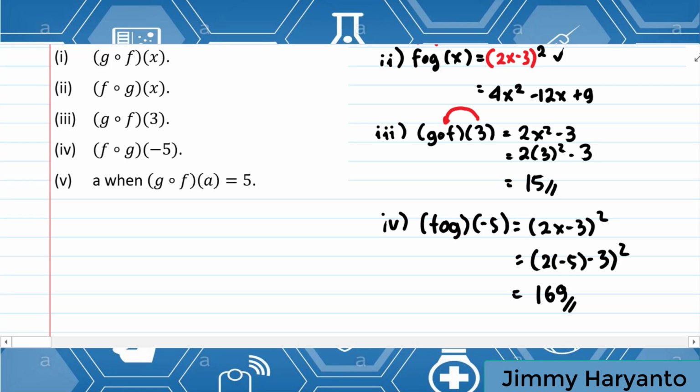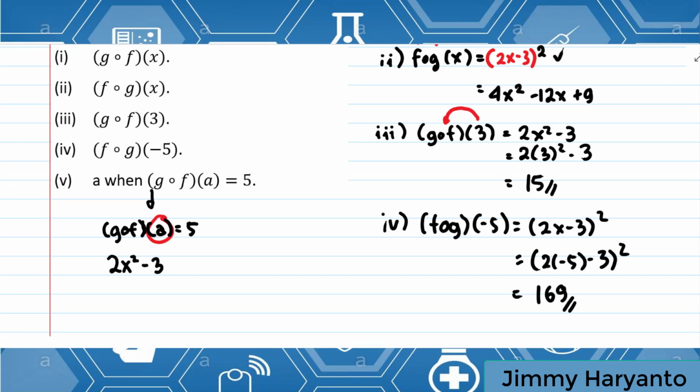Very good. And then for the last one, it says g∘f(a) equals 5. So g∘f is 2x squared minus 3. You have to substitute the x with a.